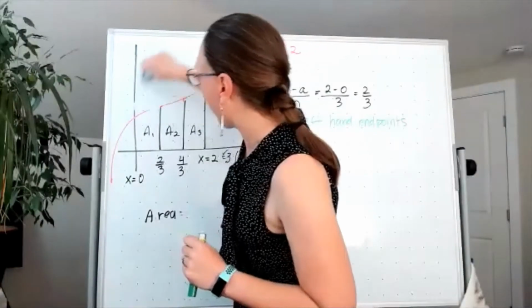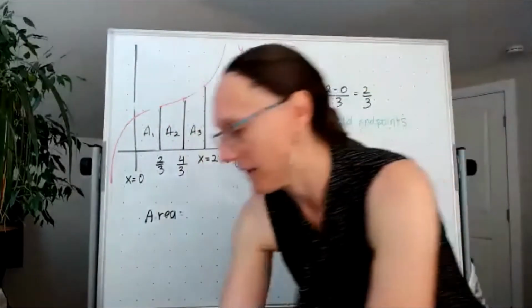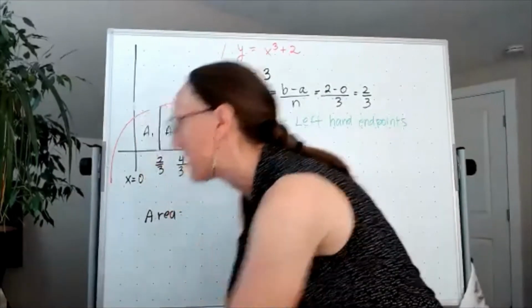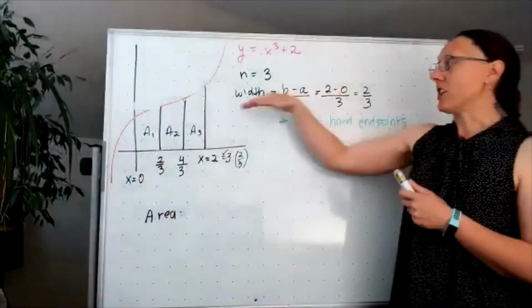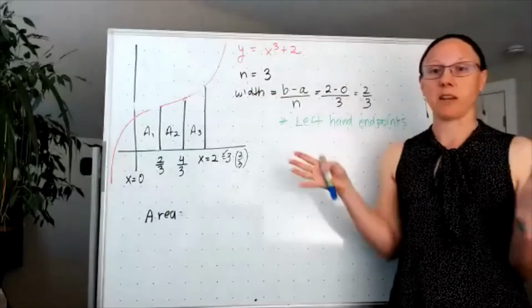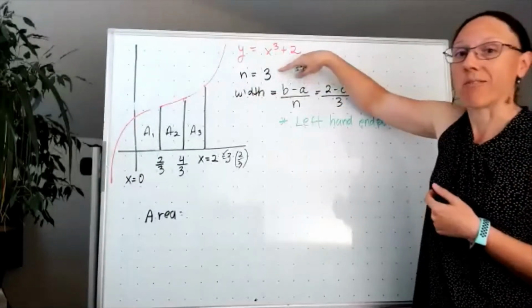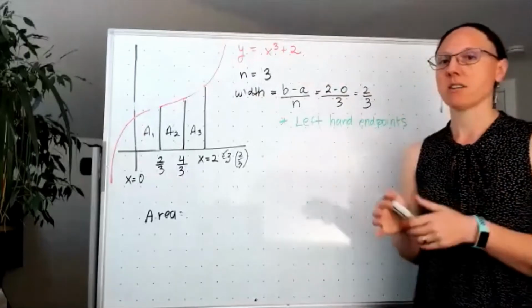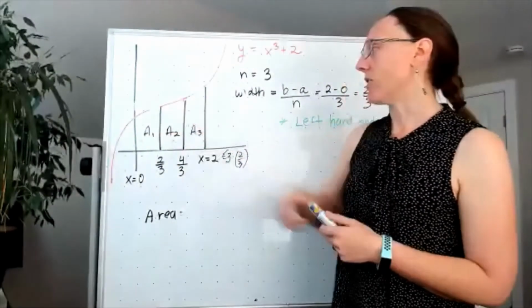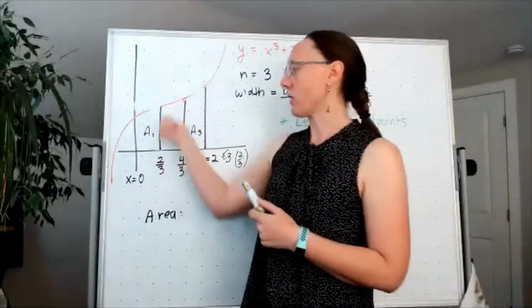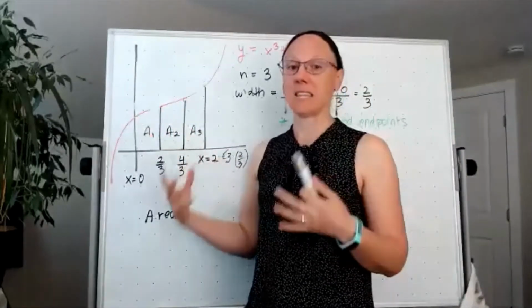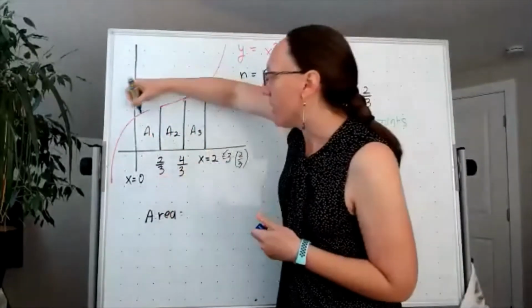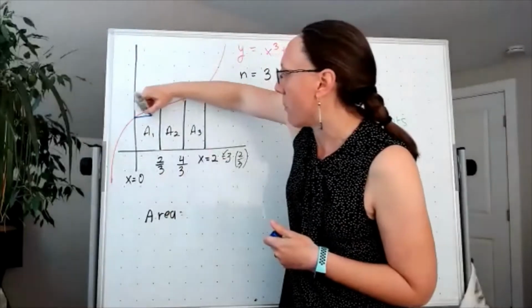If I'm coming in here to do left-hand endpoints, then nothing changes in terms of my width. It's still splitting it up into 3 pieces. I've got 3 rectangles. So the width of each of them is still 2/3. But now in each of those intervals, rather than using the right-hand side of it to sample the height, I'm going to use the left-hand side of it to sample the height.